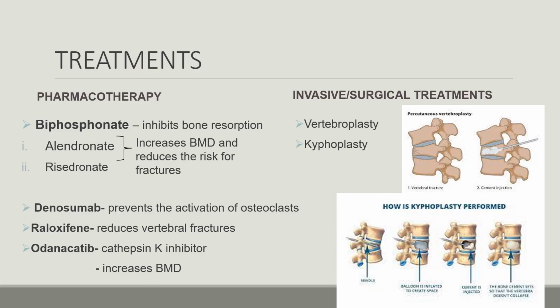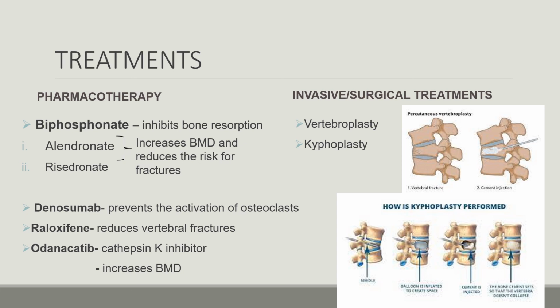There are different types of treatments for osteoporosis. We have pharmacotherapy and surgical treatments. In pharmacotherapy, we have bisphosphonate, which inhibits bone resorption. There are different types of bisphosphonate. We have alendronate and risedronate, but they both have similar functions. They both increase the BMD and reduce the risk for fractures. We also have denosumab, which prevents the activation of osteoclasts. We also have raloxifene, which reduces vertebral fractures, and odanacatib, which is a cathepsin K inhibitor. By affecting this enzyme produced by the osteoclast, the bone density is increased.